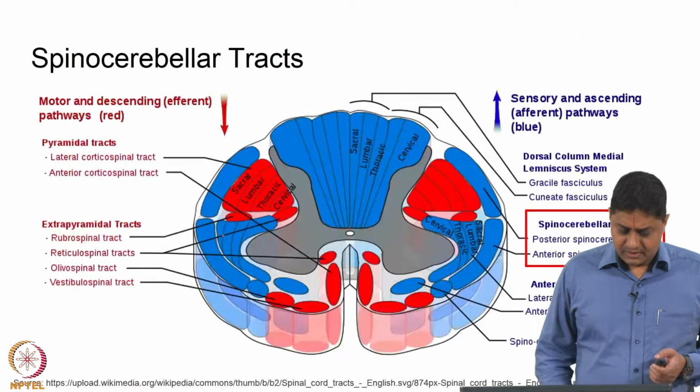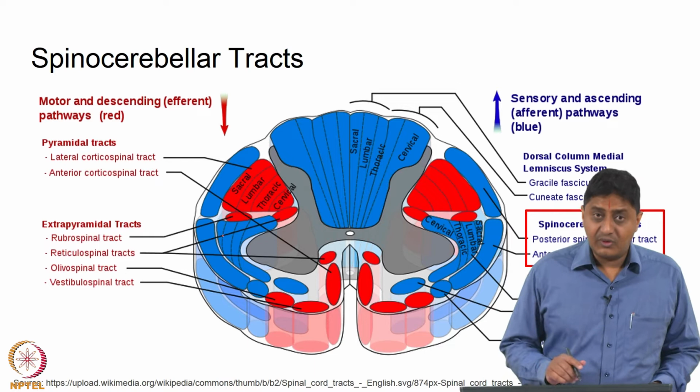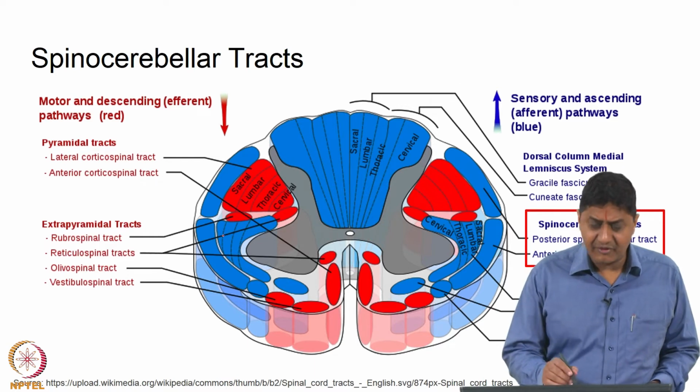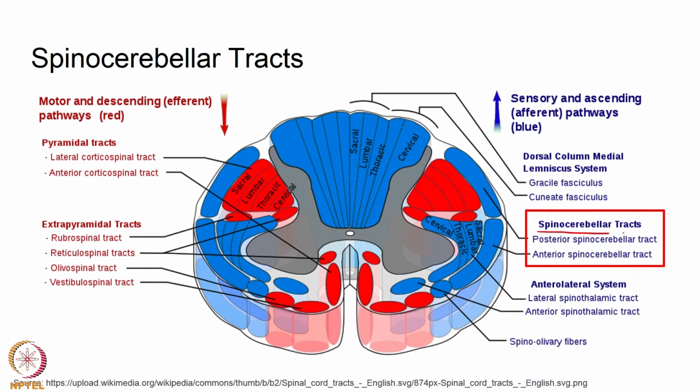Right. So, what are the spinocerebellar tracts that we are talking about? What is presented here is one representation of multiple inputs and outputs. Here we are concerned only about the spinocerebellar tract. So, this is the posterior spinocerebellar tract, and this is the anterior spinocerebellar tract, right. That means these are also called, variedly, the dorsal and the ventral spinocerebellar tracts.